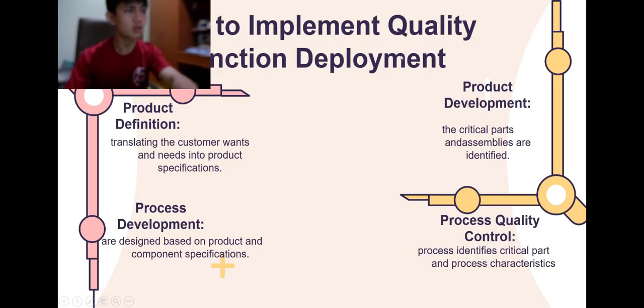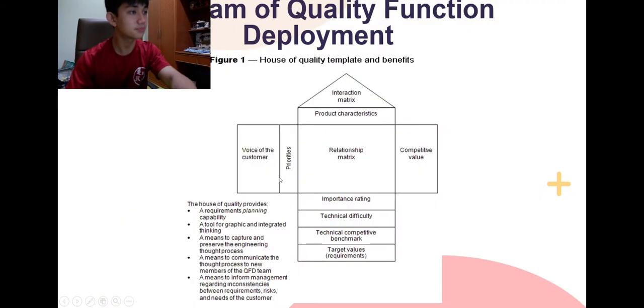How to implement quality function deployment? First of all, we got product definition, then we got problem development, then process development, and last we got process quality control. I hope you understand this right.